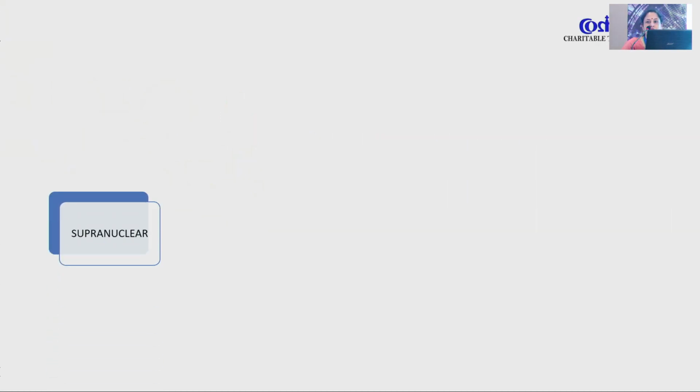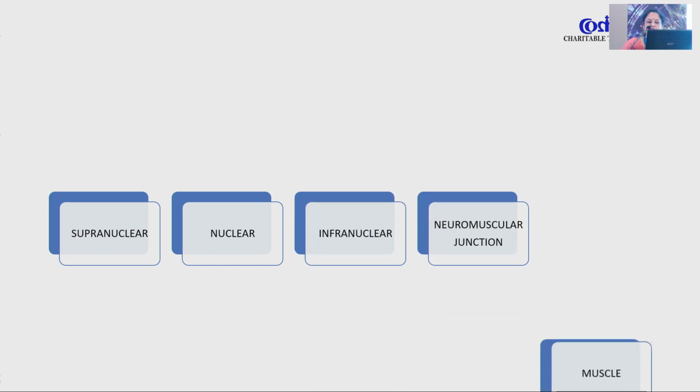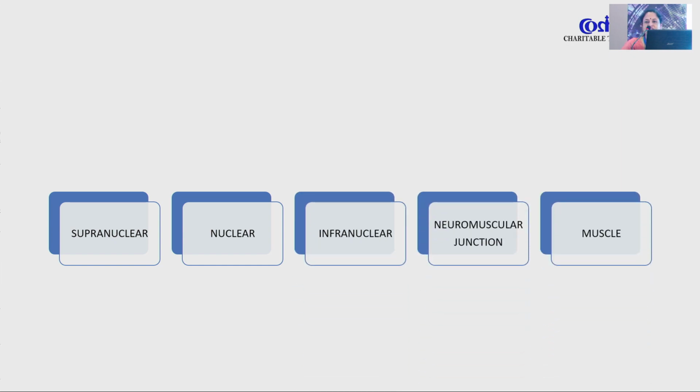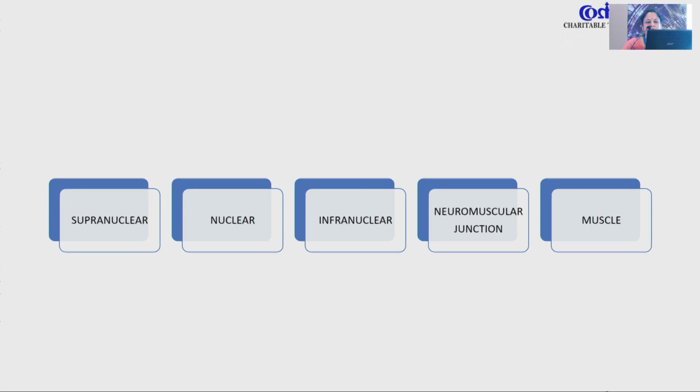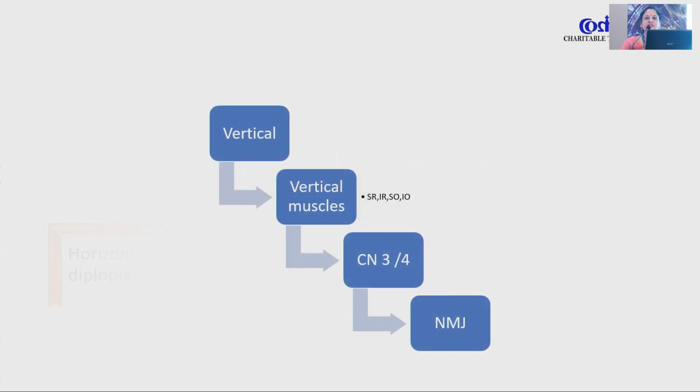So the things you have to see when a diplopia case comes is at what level the lesion will be, whether it's supranuclear, nuclear, infranuclear, at the neuromuscular junction or at the muscle. Usually the supranuclear do not cause diplopia, so you have to think lower down. If you get a horizontal diplopia, you know that your target is mainly the horizontal muscles, the medial rectus and the lateral rectus. Or it is at the neuromuscular junction, think of myasthenia. Or you think of the third and the sixth nerve which supply the horizontal muscles. This is how you have to think.